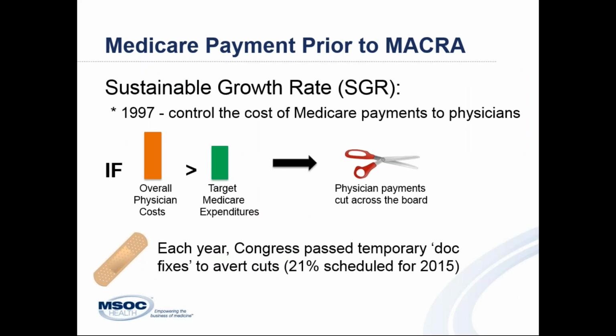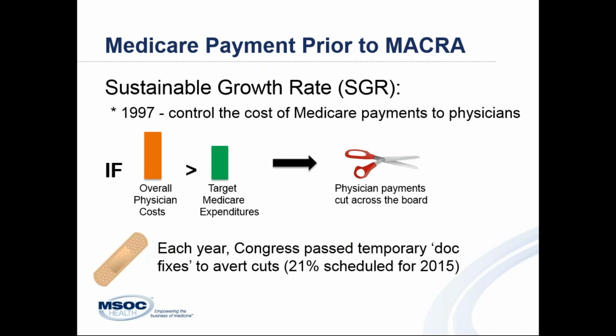So before we had MACRA, we had, as many of you know who've been in the business for a long time, something called the Sustainable Growth Rate, or the SGR. And it controlled what the allowable fees for Medicare were every year. It was passed back in 1997 as the way that they would control the costs of Medicare payments to physicians. Essentially, that worked like this. If overall physician costs in a year were greater than what they had targeted to be the Medicare expenditures for that year, based on a standard growth rate that was equal to the growth rate of GDP, then the next year physician payments would be cut across the board to bring the budget back in line. That was the plan that was made in 1997, and it worked for a year or two.